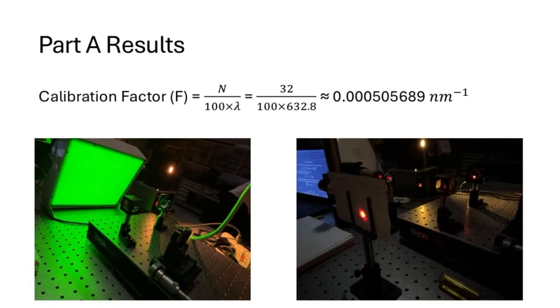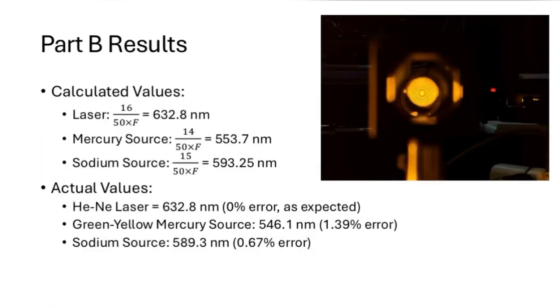For part A, we counted N to be 32, which when plugging in the wavelength of a helium neon laser gave us a calibration factor that we could use in part B. This was essentially done by swapping the calibration factor and the wavelength in the respective parts of the equation in order to find the wavelength. We were able to get very accurate values, with the highest amount of error being 1.39% and the lowest being 0 error, as we expect with the helium neon laser.